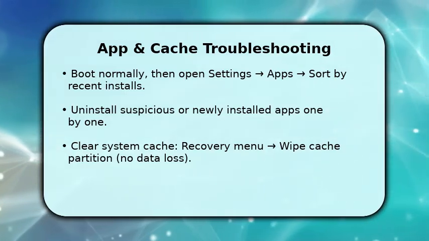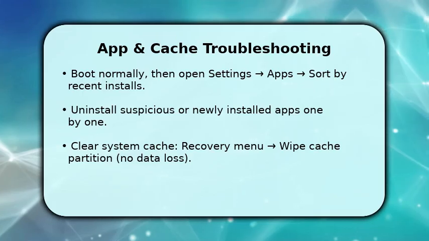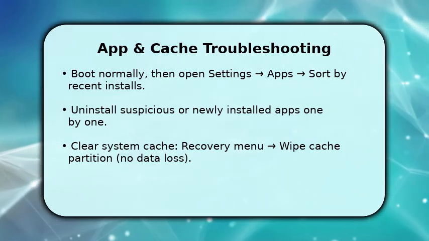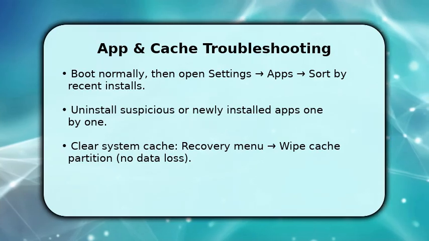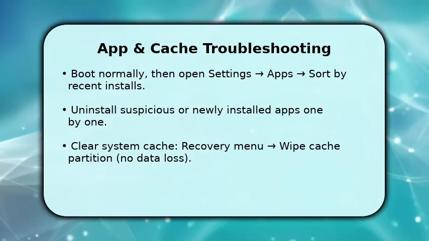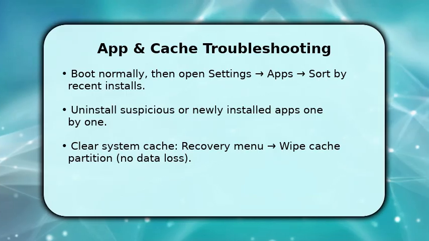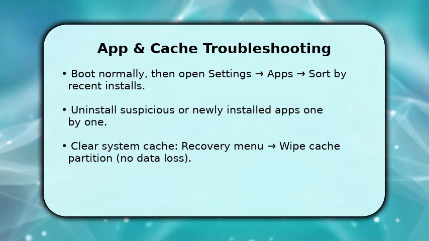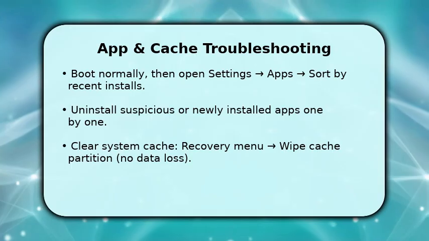If apps aren't the cause, power off and enter recovery by holding power plus volume up, navigate to wipe cache partition, and confirm. This removes temporary files without erasing personal data. Make sure to reboot if safe mode still won't turn off after removing apps and clearing cache.